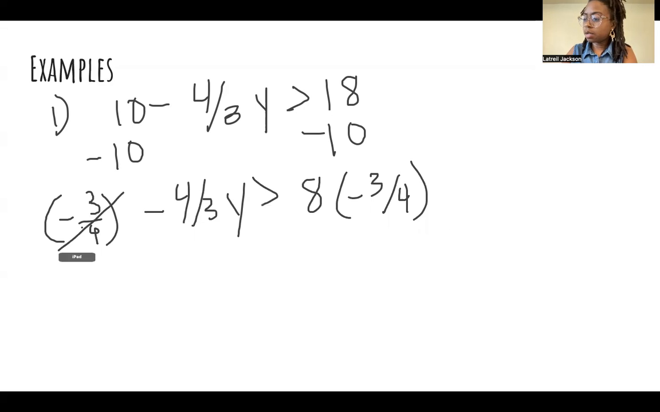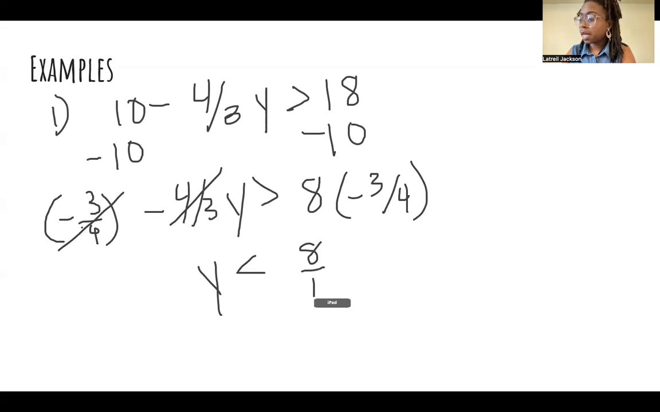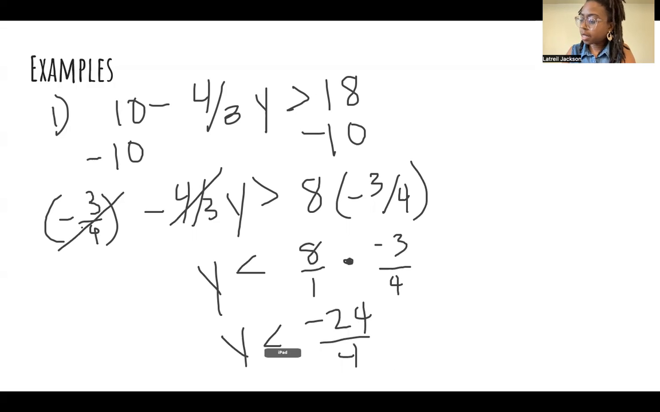All right, so these cancel out. We're just left with y. We have to flip the inequality symbol since we're multiplying by a negative number on both sides. And let's do this multiplication. So we have 8/1. We can change the 8 to a fraction since we're multiplying by a fraction, negative 3/4. 8 times 3 is negative 24 over 1 times 4 is 4. y is less than that. And then negative 24 divided by 4 is negative 6. So y is less than negative 6.